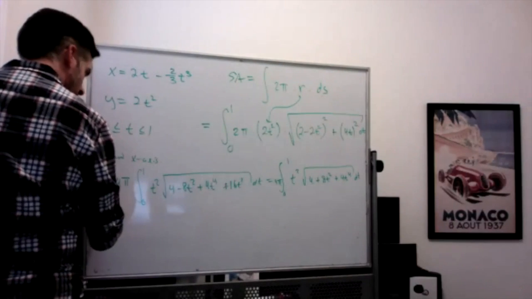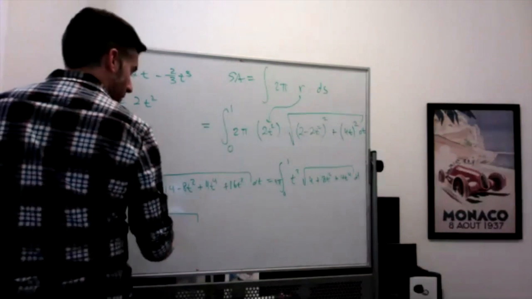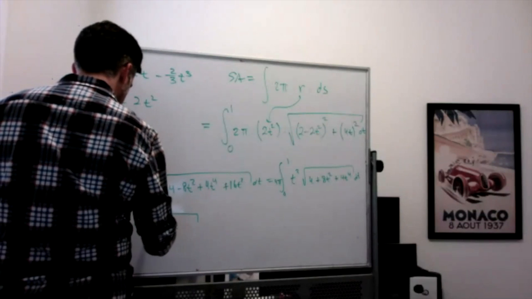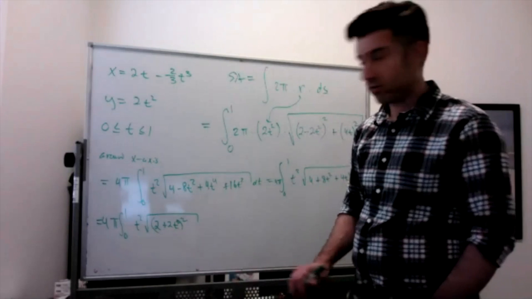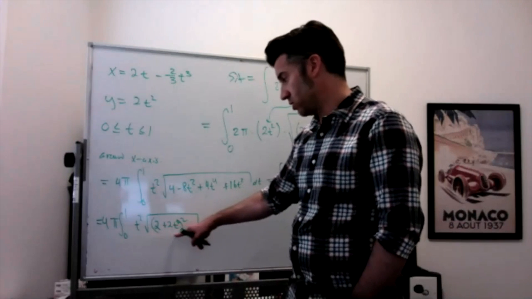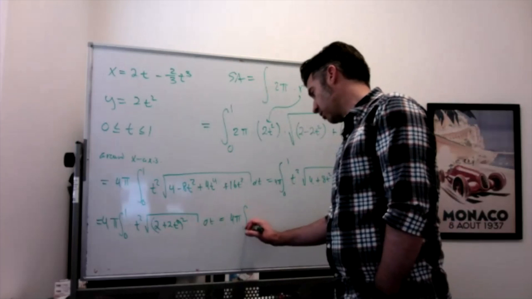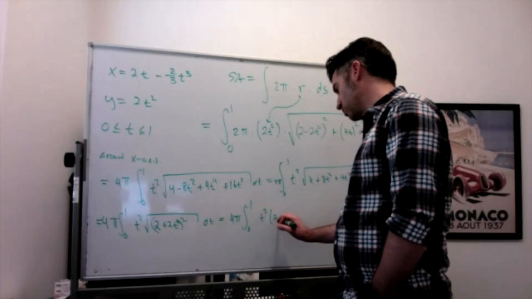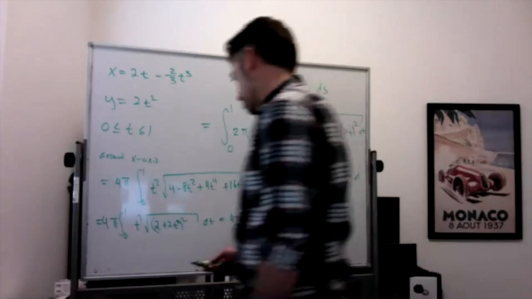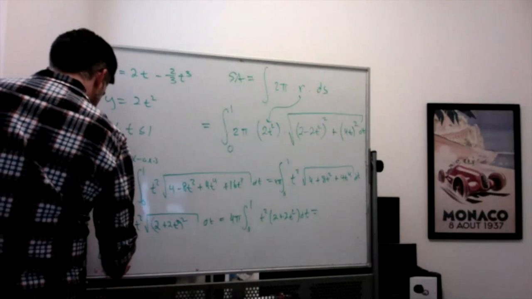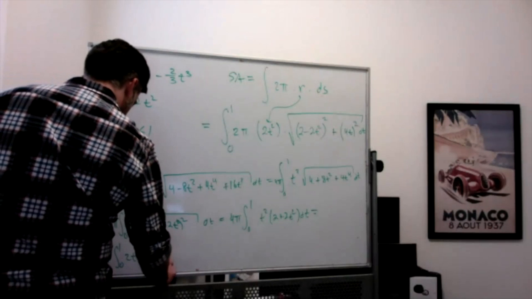So that's going to be 4 pi times the integral from 0 to 1 of t squared times the square root of 2 plus 2t quantity squared. Sorry, 2t squared quantity squared. But the square root of 2 plus 2t squared is just 2 plus 2t squared. So I'm going to get 4 pi integral from 0 to 1 of t squared times 2 plus 2t squared. Then we can distribute the t squared. We get 4 pi integral from 0 to 1 of 2t squared plus 2t to the fourth.